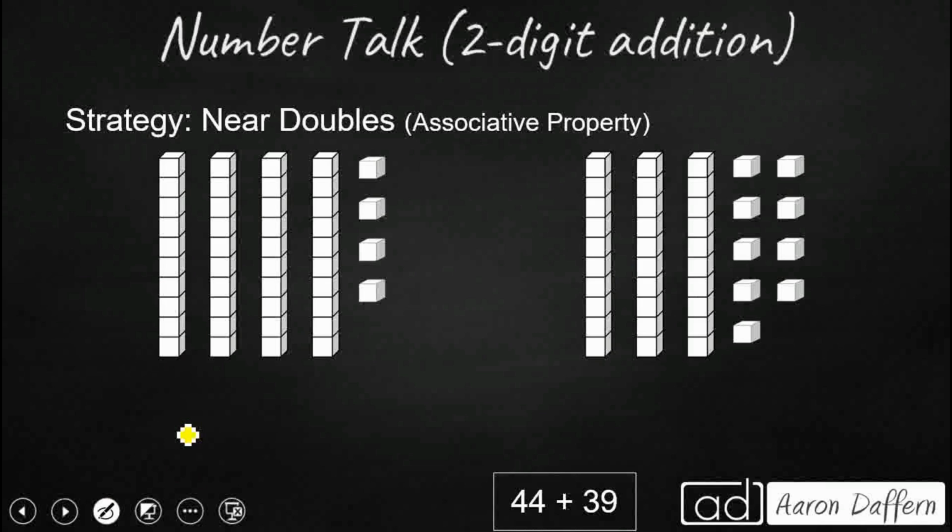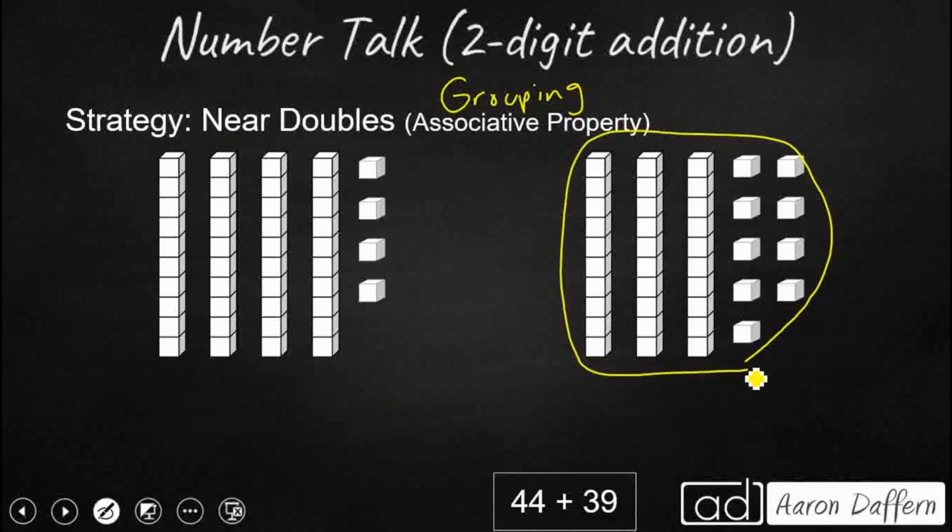So the first thing that we could have done is to use the associative property, which is our grouping property, to use near doubles. Near doubles looks to see if within an addition problem you can find something that is close to doubles, because doubles are usually pretty easy to add mentally. And as we can see, 44 and 39, those two numbers are actually pretty close to each other, right? So I've got my 39 right here, and if I take this last one off that fourth tens, look at that, I've got another 39.